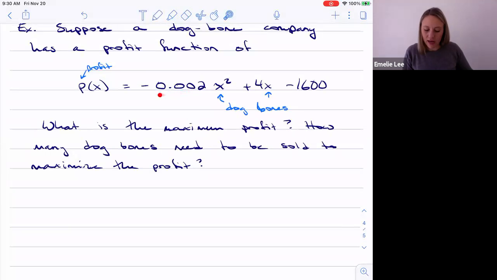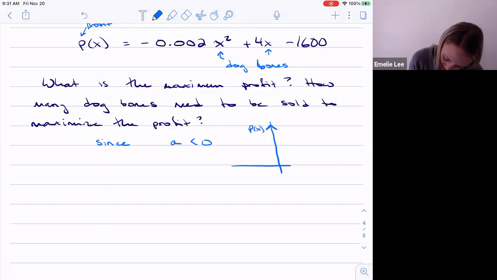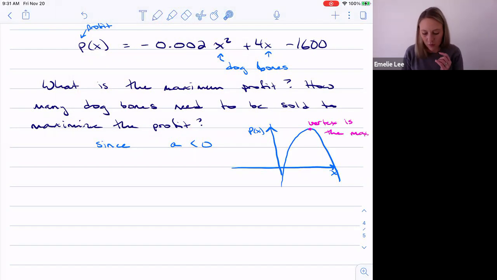I can already tell that my coefficient on x squared is negative, so it's going to be pointing down, right? And this is just my thought process. Since a is less than 0, we're going to have something like P of x is your y value, and x is here, and we might have something that looks like this. So the vertex is the maximum, right? We're really just asked to find the vertex, because the vertex gives us the x, the number of dog bones, and P of x, the maximized profit. So really all we need to do is find the vertex.